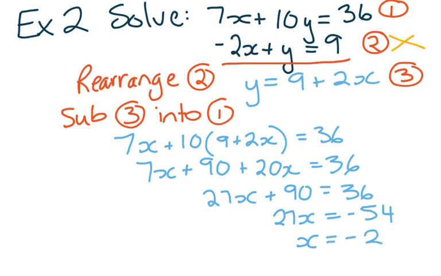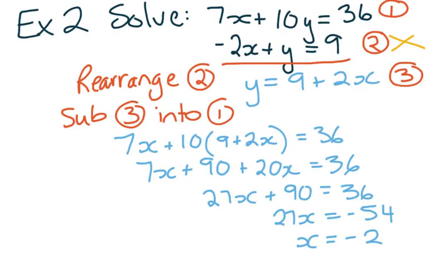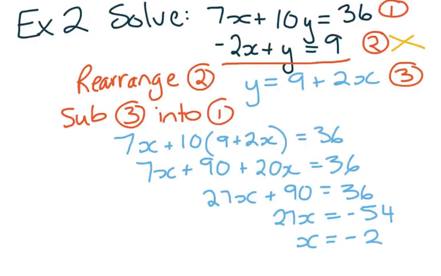Now we haven't quite finished that question, so I'm just going to go over to the next page. Now we have x equals negative 2, so what we'll do next is sub x equals negative 2 back into one of the equations. We can put it into 1, 2 or 3. If we put it into 1, we have to do a little bit of working out. If we put it into 2, same thing. If we put it back into 3, it's already in the format of y equals something, and that's what we need to find. So we'll put x equals negative 2 into 3.